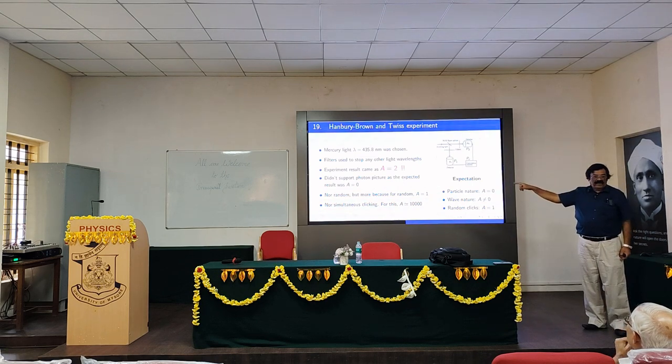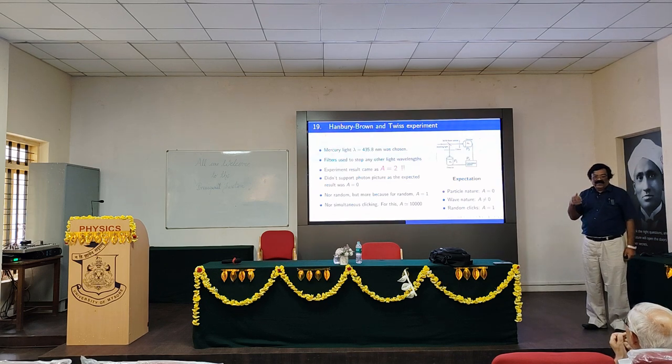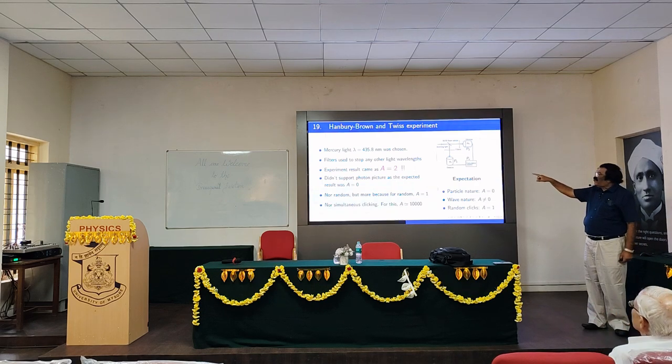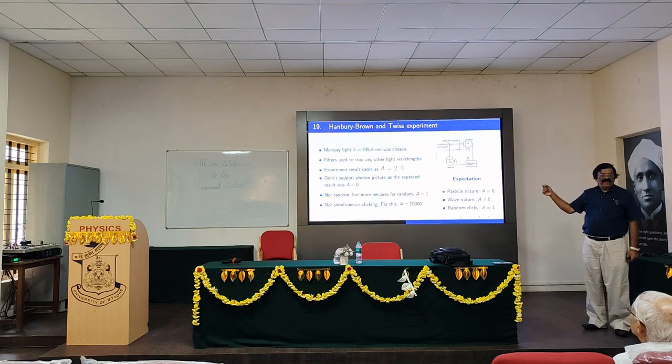They used mercury light. When you asked what kind of light they were using, at that time they could use only mercury light, and that too 435.8 nanometer. So it was chosen. Filters were used to stop any other wavelengths, like you can see in the picture. The experimental result that came was A equal to 2. So this was the experimental result.